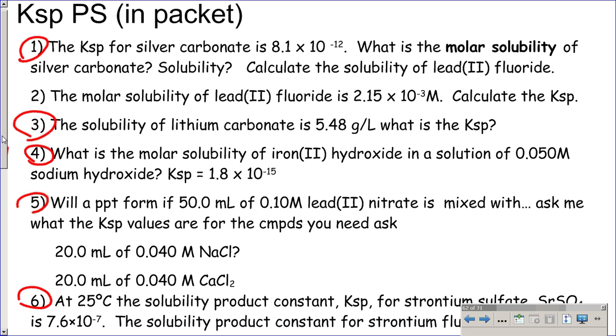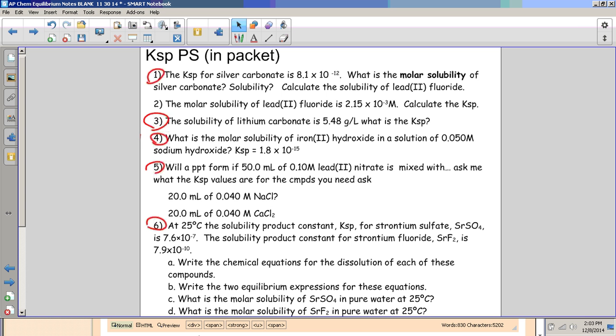Okay? So on your snowflake, you were supposed to write your equilibrium reaction, your Ksp value, and your equilibrium expression. Yeah, you guys can see those. I'm at number 2. That's all I can do for you right now.